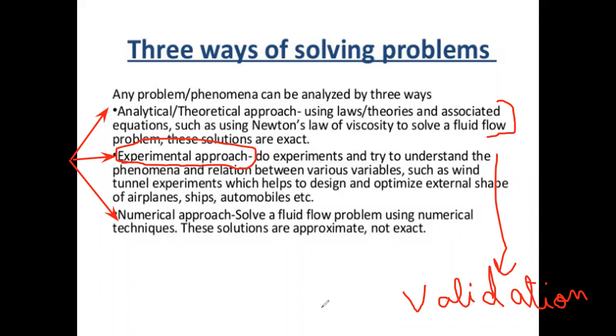The numerical approach uses numerical techniques to solve a problem. The disadvantage is that I obtain approximate results, not exact ones, but if I validate my model, I can reach results that are very close to the real case. So I can then rely on this numerical approach to study my system and conduct a parametric study on it.